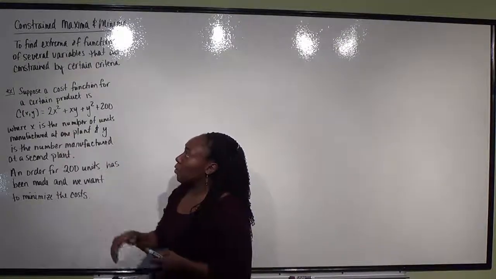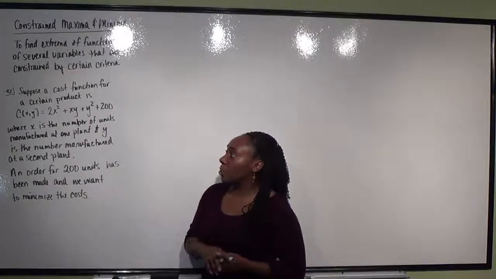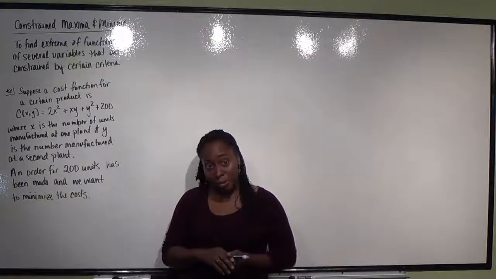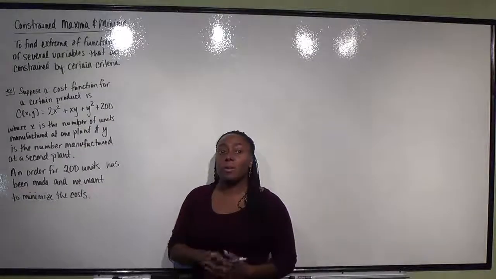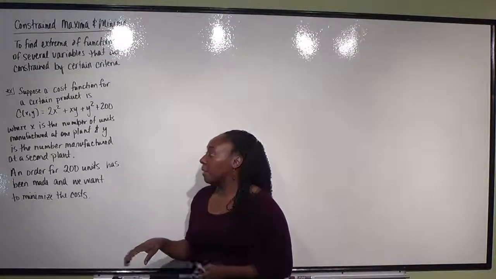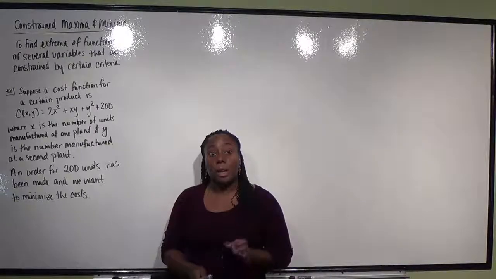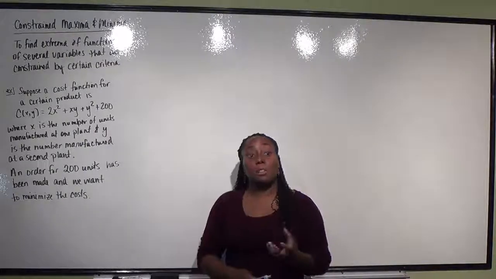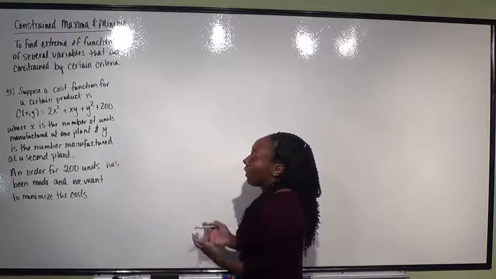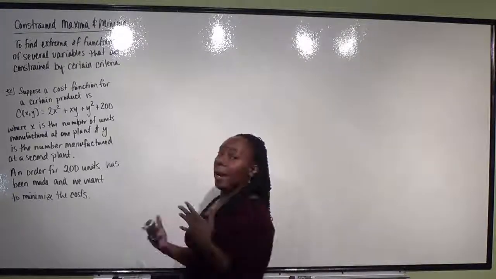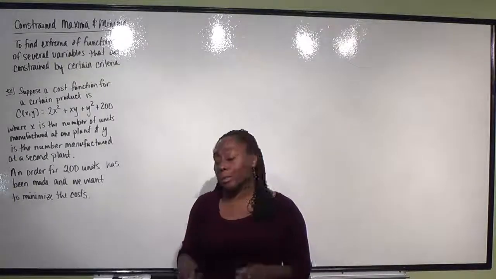All right. So suppose we have a cost function for a certain product given in this fashion: c of xy equaling 2x squared plus xy plus y squared plus 200, where x is the number of units manufactured at one plant and y is the number of units manufactured at another plant. And we have an order for 200 units that we want to make, and we want to minimize the cost for this function. Okay? All right, so here, the first thing you're going to want to do for any of these problems is start by figuring out what your function is and what your constraints are.